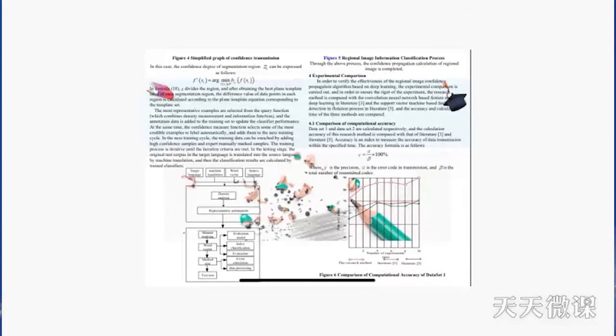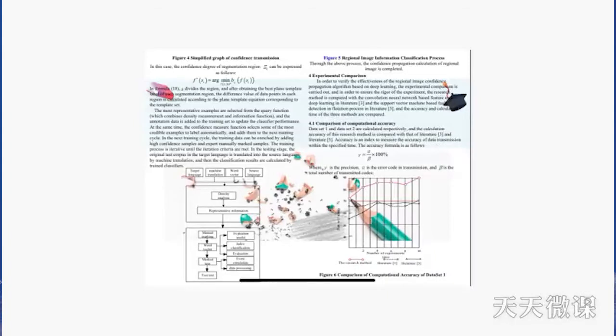At the same time, the confidence measure function selects some of the most credible examples to label automatically and adds them to the next training cycle. In the next training cycle, the training data can be enriched by adding high confidence samples and expert manually marked samples. The training process is iterative until the iteration criteria are met. In the testing stage, the original test corpus in the target language is translated into the source language by machine translation, and then the classification results are calculated by trained classifiers.